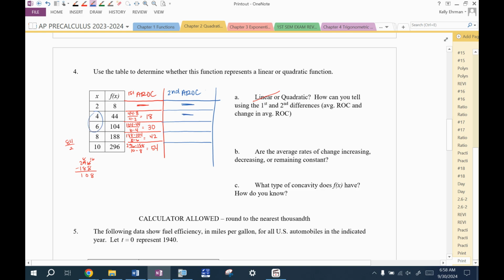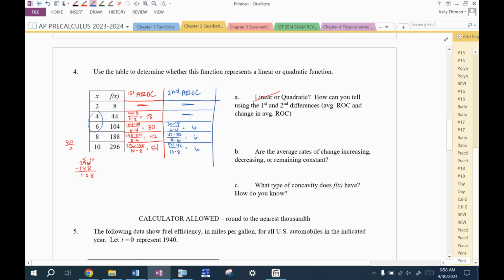And then you're using the x coordinates and the average rate of change coordinates. So 30 minus 18 over 6 minus 4. So that's a difference of 12 over 2, which is 6. And then here, 42 minus 30 over 8 minus 6. That's again 12 over 2. 54 minus 42 over 10 minus 8. That's 12 over 2.